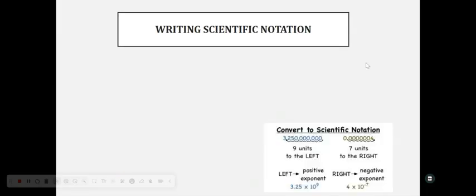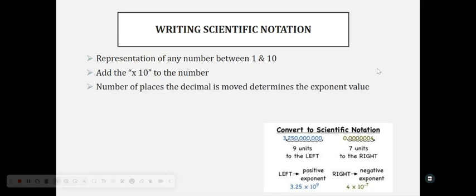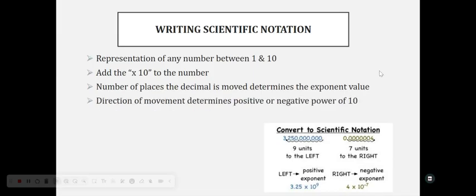Scientific notation is something we use a lot in chemistry. It's a way of representing a number that might be very, very large or very, very small. And we represent it basically in a digit, a multiply times sign, and a 10 to some power. Now the way you do this is based upon the number and how many places you had to move it. The direction you move it is what determines whether it's positive or negative.